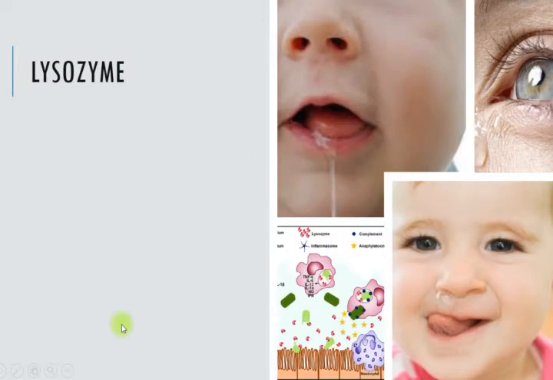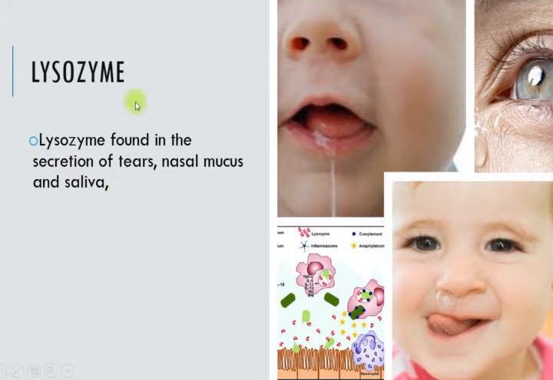Right, so this is an example of the first line of defense. What is that? Lysozyme. So what is a lysozyme? Lysozyme is an enzyme. Alright, lysozyme can be found in the secretion of tears, nasal mucus, and also saliva, as you can see from the diagram here.